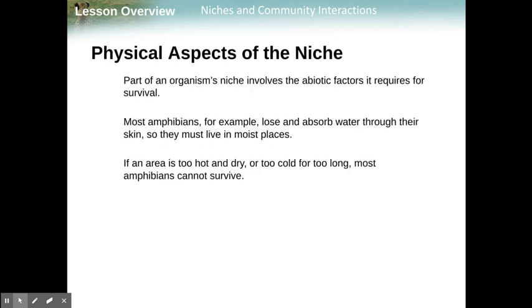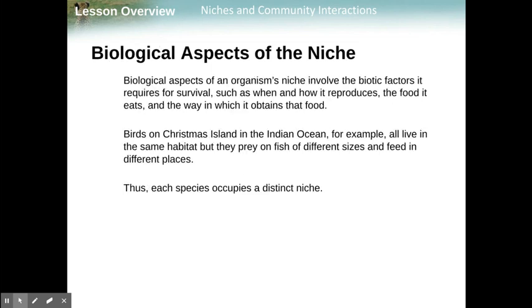Now, the physical aspects of the niche involve the abiotic factors it requires for survival. So you look at amphibians. Most of them lose and absorb water through their skin, so they have to live around some type of body of water or a place where there's very, very wet or moist soil. If an area becomes too hot and dry or too cold for too long, most amphibians cannot survive. There are some exceptions to this, which we'll talk about later.